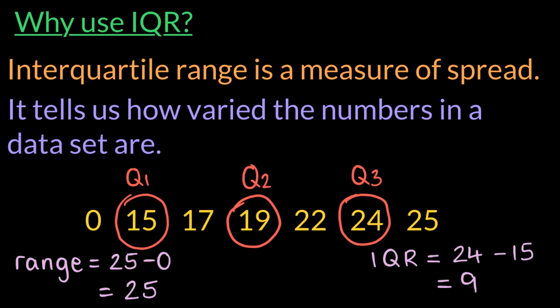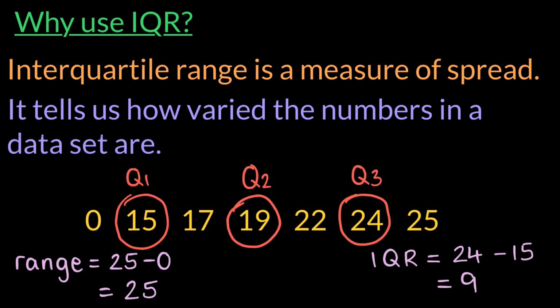The reason that we would use this value over just the normal range that we've worked out before is that the interquartile range excludes outliers, so any numbers that don't really fit in with the data set. If we look at this set of data here, the yellow data, I've marked on quartiles 1, 2 and 3. So Q1 is 15, Q2 our median is 19 and Q3 is 24. If we were to work out the range for this data, it would be the biggest number take away the lowest number. So 25 take away 0 is 25. But that doesn't really explain the majority of our data because the majority of our data lies in this range here.